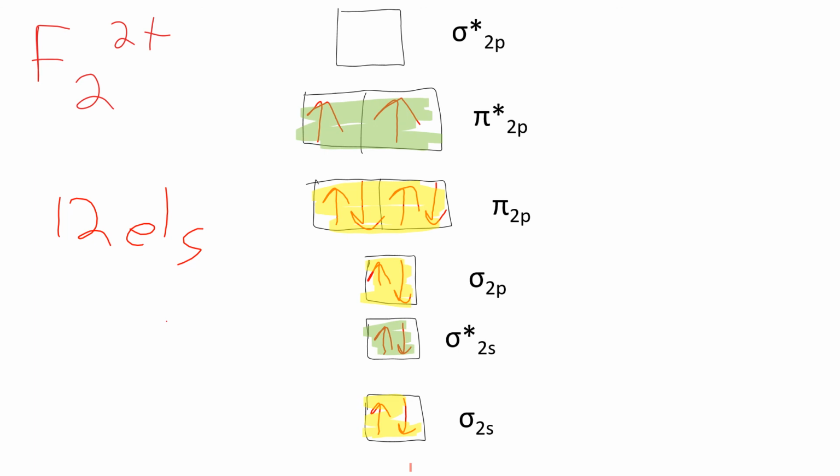So to do our bond order for F2 2+, take your bonding electrons, that's 8. Subtract off your anti-bonding electrons, that's 4. 8 minus 4 is 4. Divide by 2. 4 divided by 2 would give you a bond order of 2.